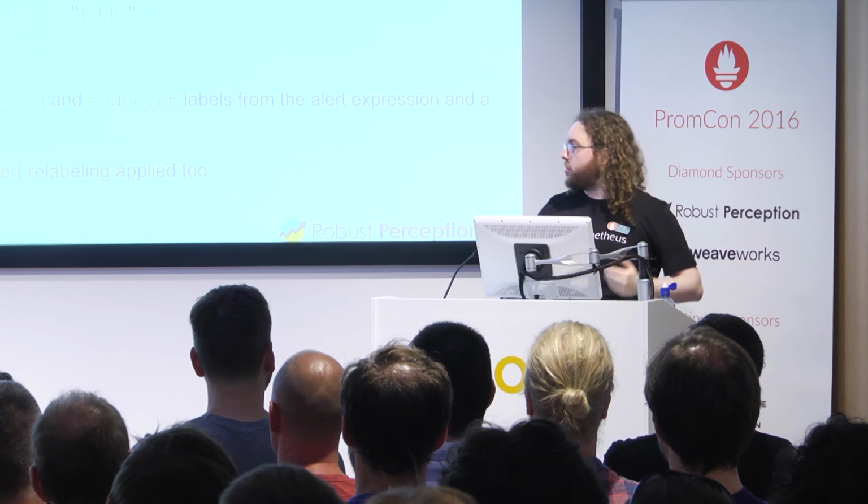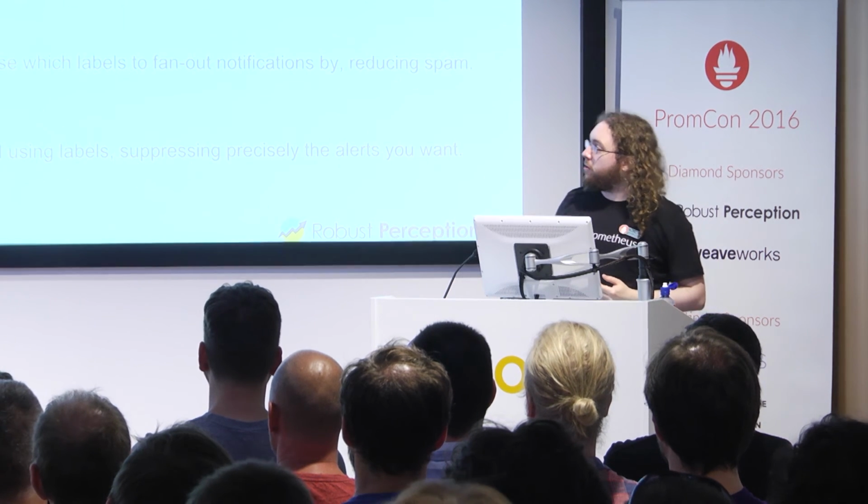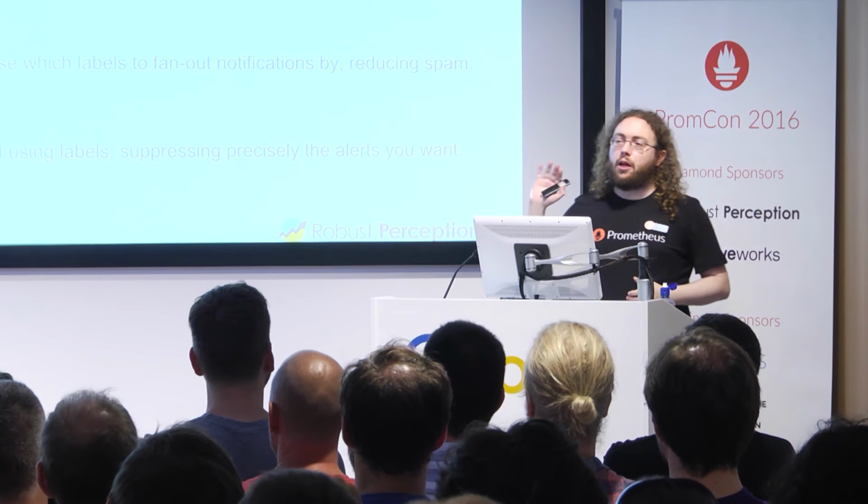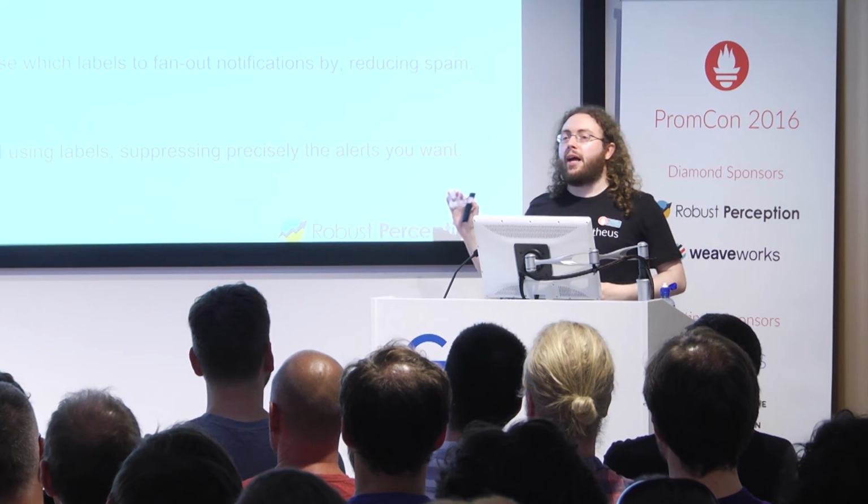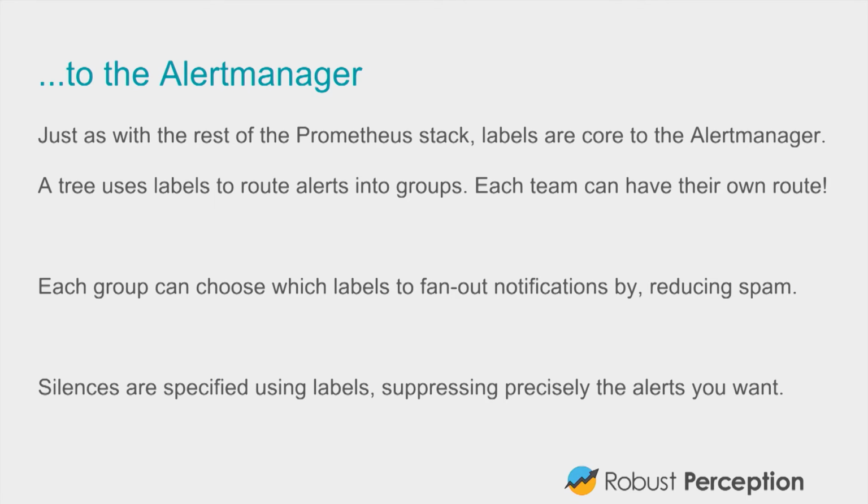Because as with everything else in Prometheus, the alert manager works on labels, and labels are key. So you can have a label like team equals billing and team equals API, and then route based on those, and say, right, this subtree over here is the rules for the billing team. This one's the API team, and they can have different ways of doing things. Maybe one uses Slack and the other uses HipChat. And each of them can choose themselves how they want that routed.